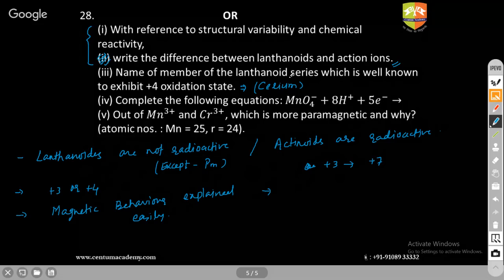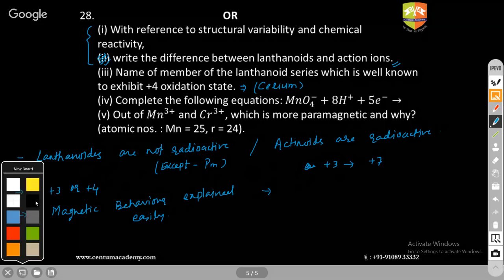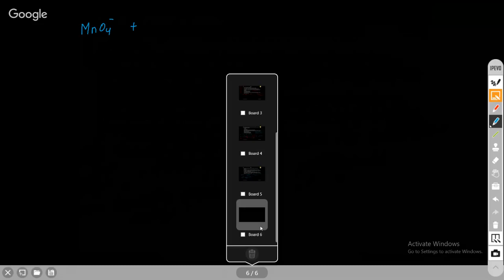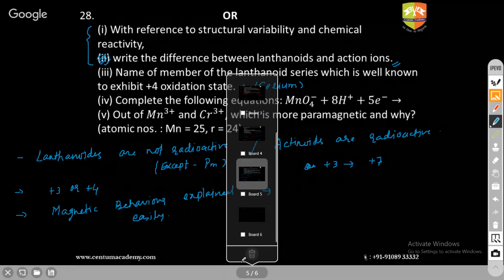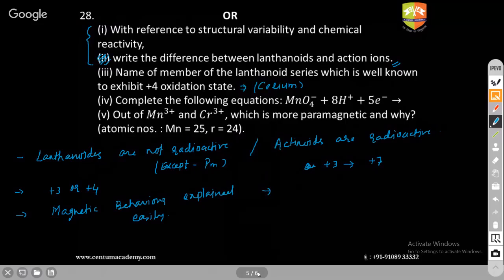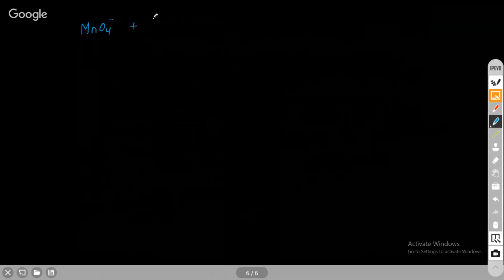How do you balance this equation? See, I'll write this down on the next page. You see, first of all, the question that is given here is MnO4 minus plus how many H plus? We have 8H plus and 5 electrons. Okay. So 8H plus and 5 electrons. This is the question. We have to complete this reaction.